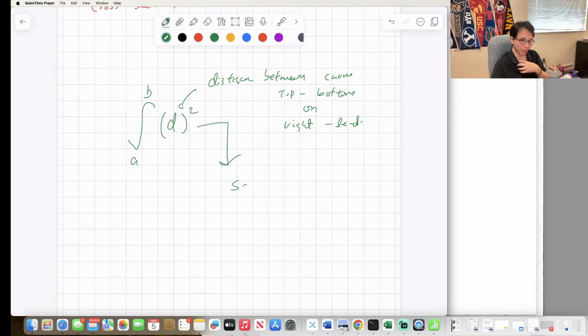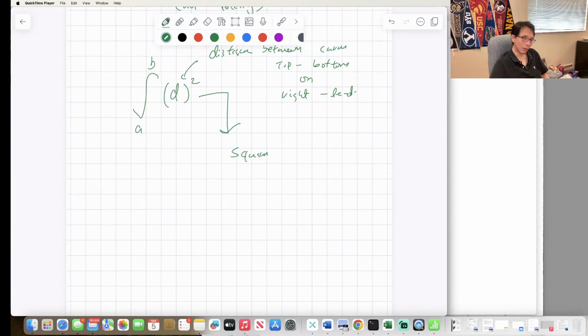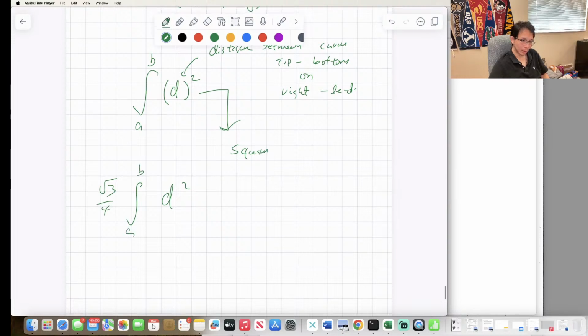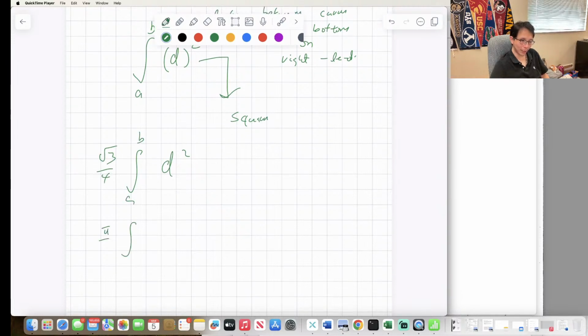This is just the shape of a square. Why is that a square? Because you get distance squared. Does that make sense? D squared, which is the difference. If you take that and square it, that gives you a square from A to B. Now, what happened with the triangle? The triangle is going to be square root of 3 over 4, A to B. The semicircle is going to be pi over 8, A to B, D squared. I'm done.